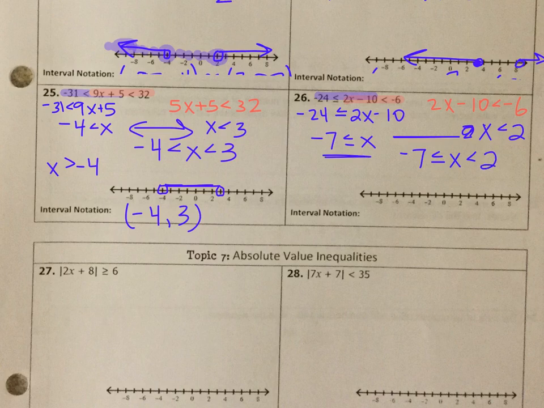If I'm graphing it, I like to flip this one all the way around so I can graph it easier. Negative 7, closed circle. 2 has an open circle, and they're an and, so they're going to go together. Bracket, negative 7, 2, parenthesis.